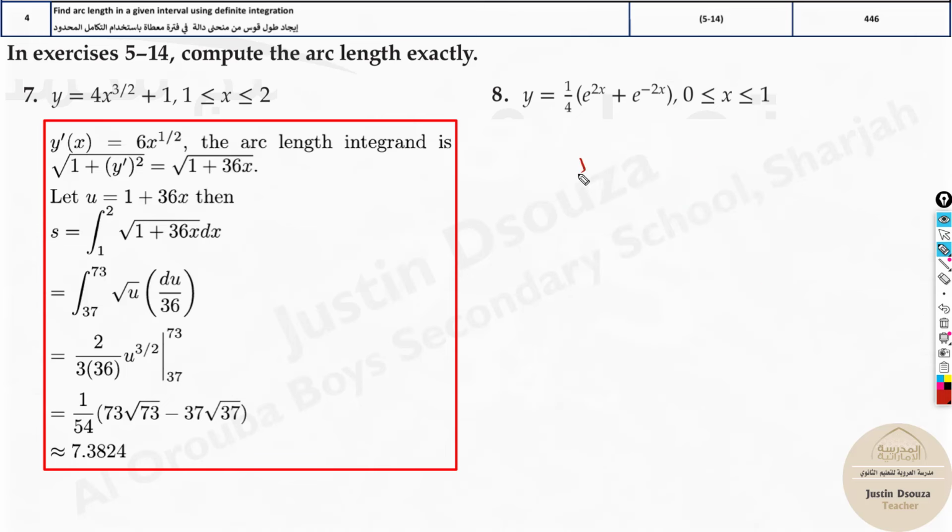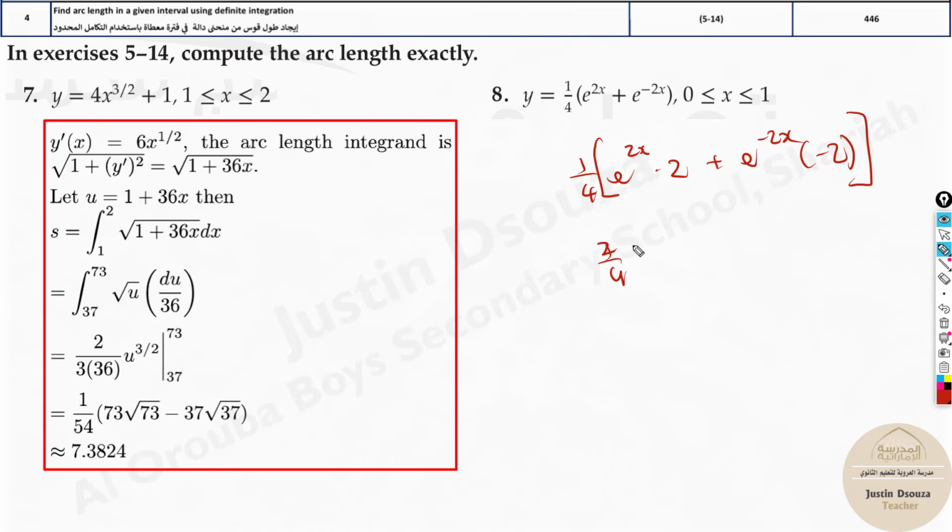Here also, just remember to derive it properly. The derivative of e to the power 2x is e to the power 2x times the chain rule term, this one. Over here, e to the power minus 2x times minus 2. Don't forget that. And over here, there's nothing else. I'll leave 1 by 4 out itself. And this 2 and 2 can be taken out.